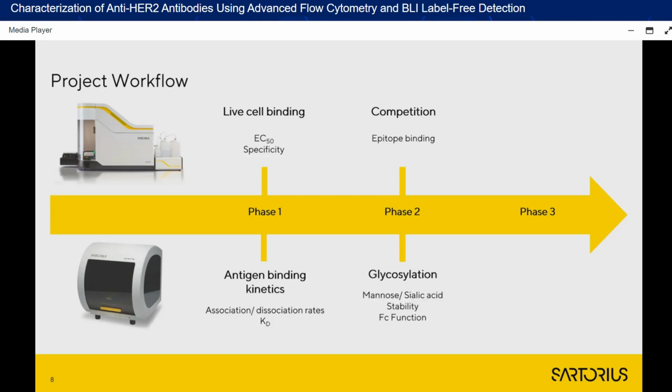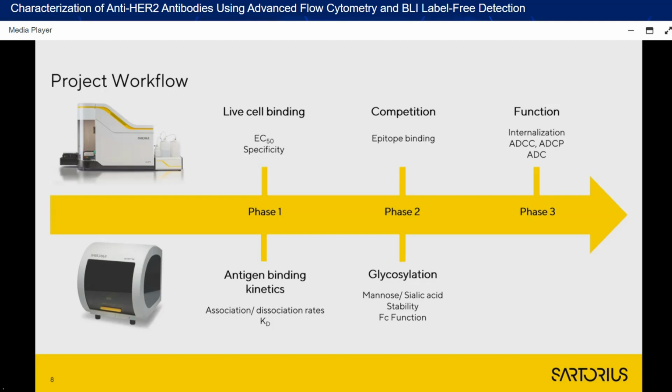And then for phase 2 on the Octet, we started to have a look at post-translational modification in the form of that glycosylation using those GlyM and GlyS kits that I introduced earlier. So we can measure the mannose and sialic acid content to get an idea of the stability and also the Fc function of the antibodies.